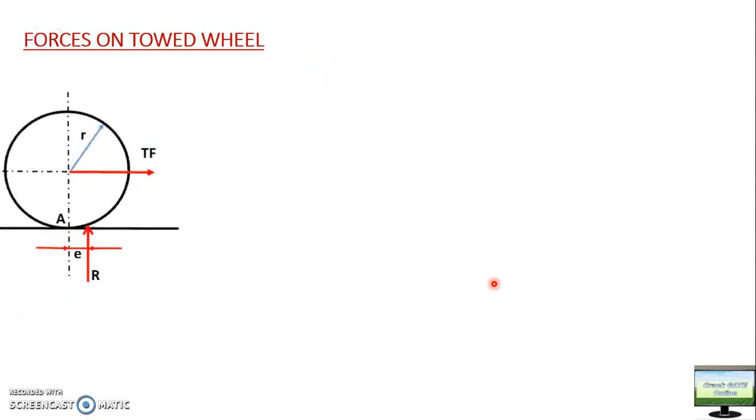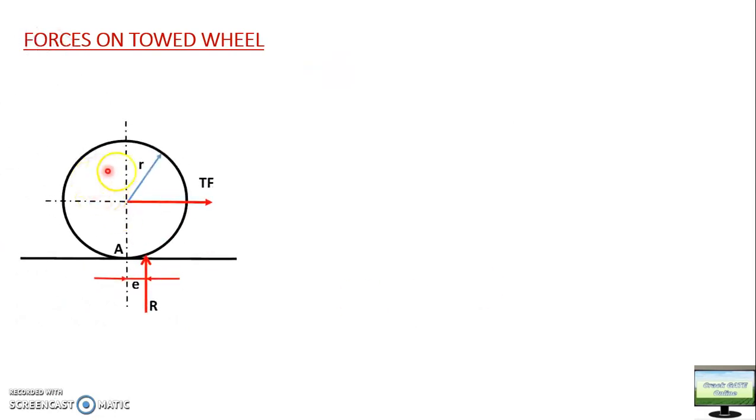So first is the forces on a towed wheel. This is the towed wheel, so there is no torque. This is the rolling radius of the tire, r. Only a pulling force is coming, which is called the towed force, TF. Now, as I have told you in my previous video, the reaction force will not act at the center, rather it will act at some offset, which is called E, eccentricity.